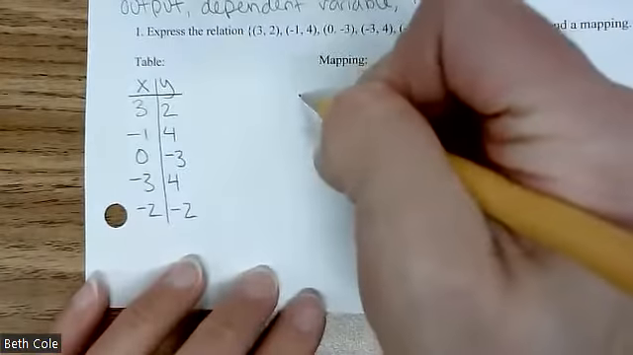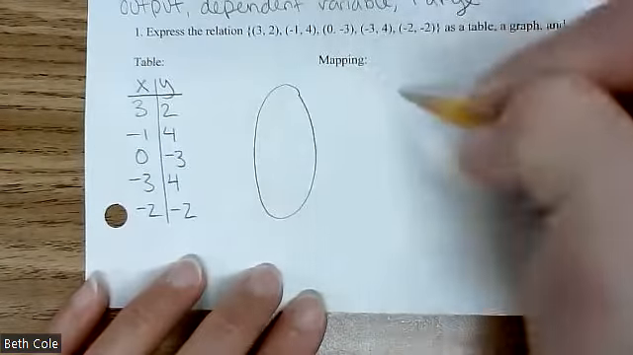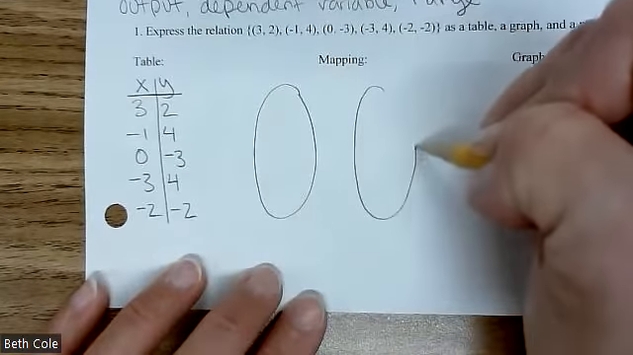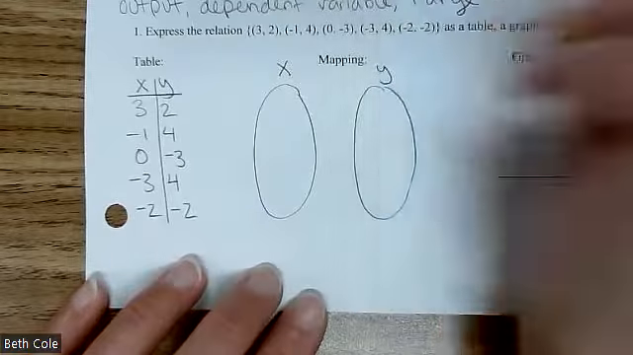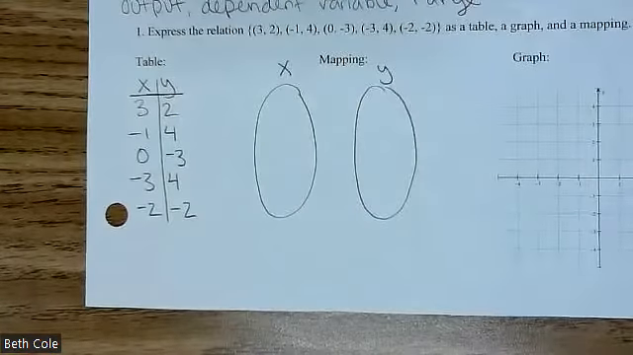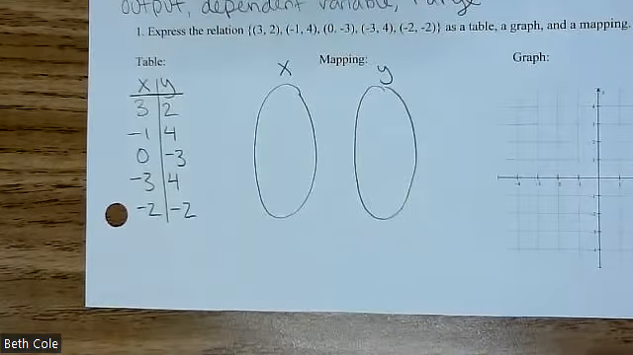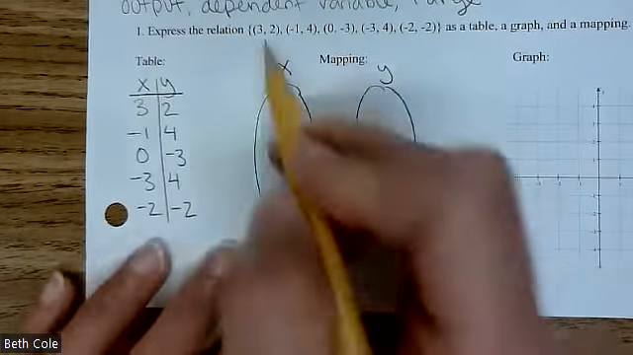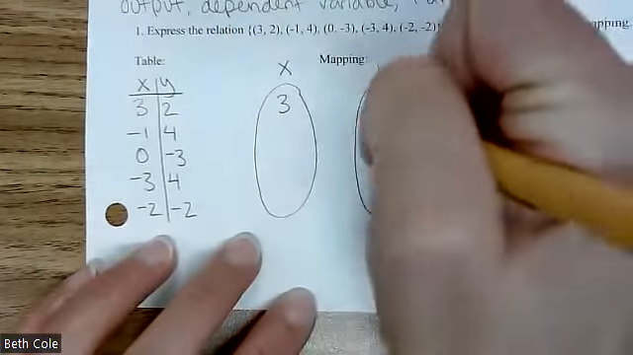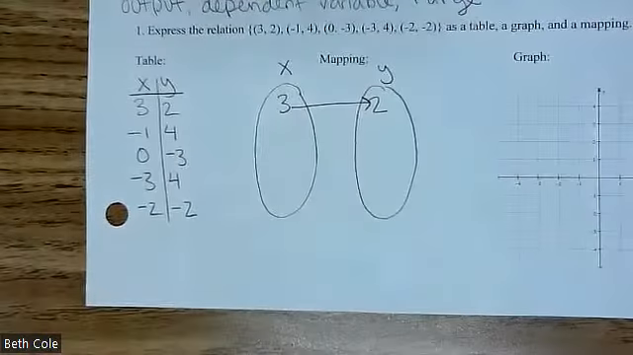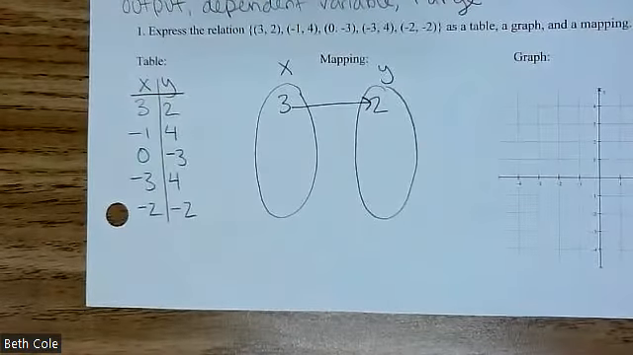Okay. So for the mapping, it's like drawing a little picture. You draw yourself these 2 ovals. This one's for x, this one's for y. The only thing is don't repeat any of them. Like if the number's already there, don't write another one. So we've got 3, 2. So you're connecting those together. I like drawing the mappings. It's like a little picture.